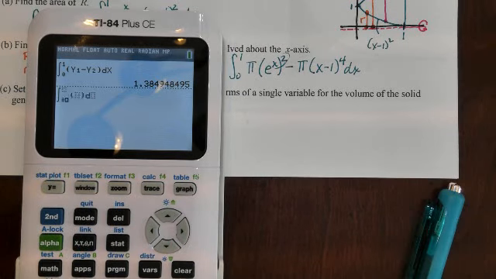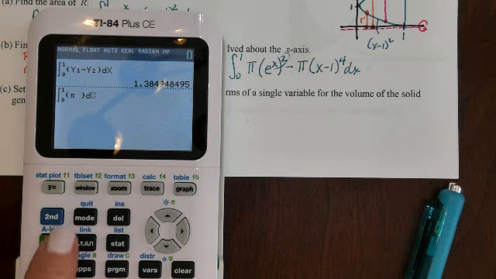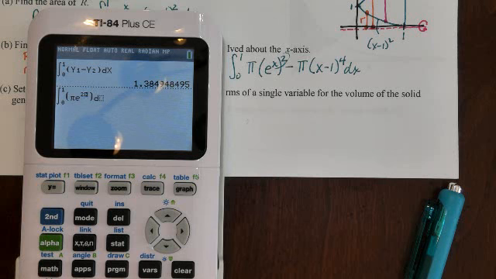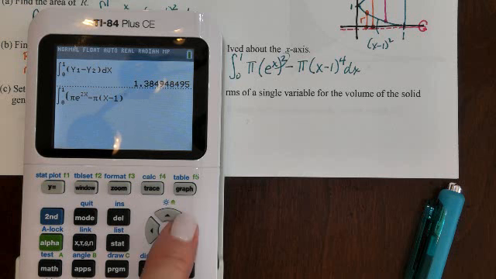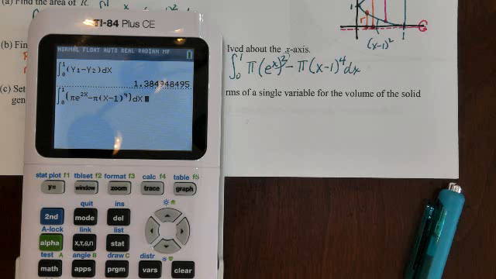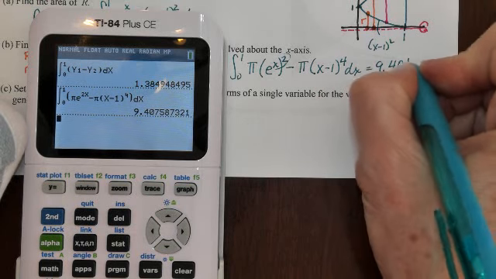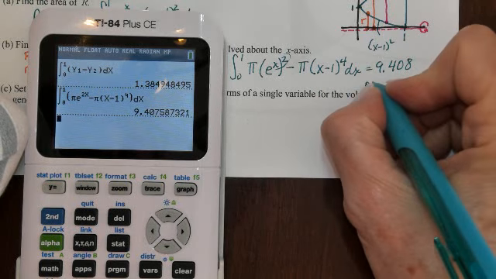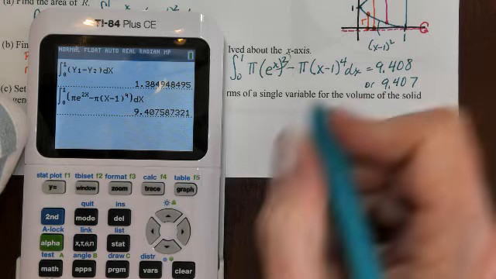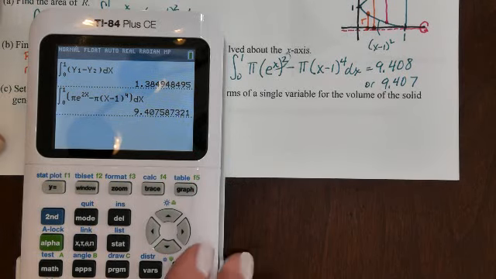So when I type that in, I'm going to be using e to the 2x there. So math 9, 0 to 1, pi times e to the 2x minus pi times (x minus 1) to the 4th. Okay? So we get 9.408 if we round, or 9.407 if we truncate. So either one is correct.